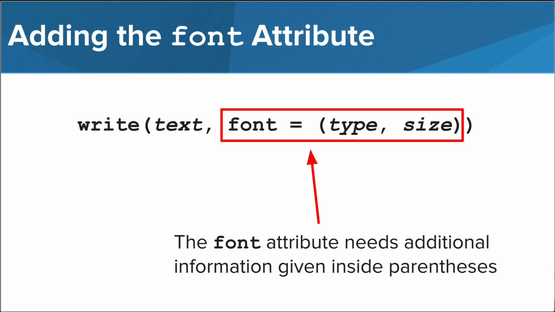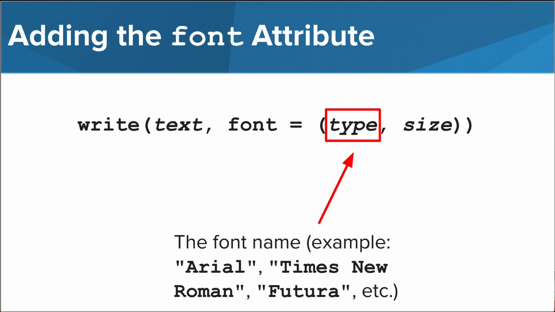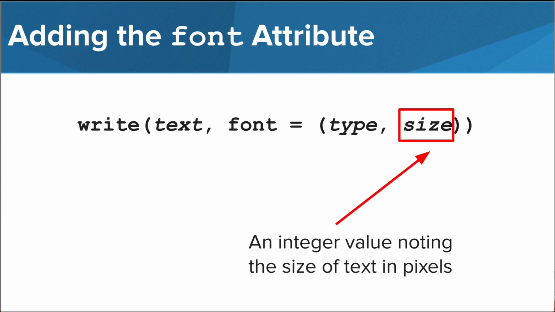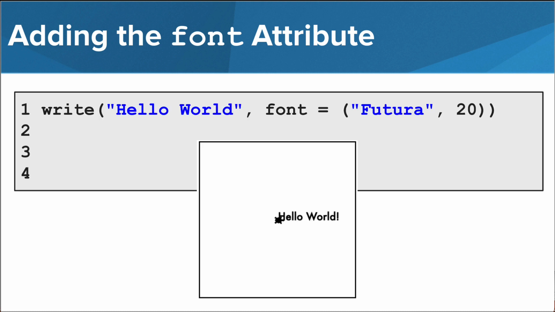Adding the font attribute will allow us to change both the size and style of the font used to create the label. We need to include this information inside a set of parentheses where each item is separated by a comma. The type of font or font name comes first. This is written inside quotation marks. A few examples you can use are Arial, Times New Roman, and Futura. The size of the font comes second and is written as a numerical value that notes the size of the font in pixels. When we add the font attribute with a font name of Futura and a size of 20, we see that the font is larger and has changed in style.